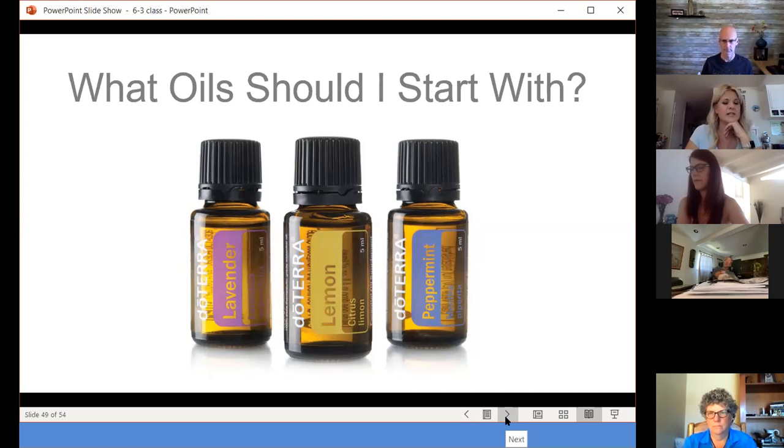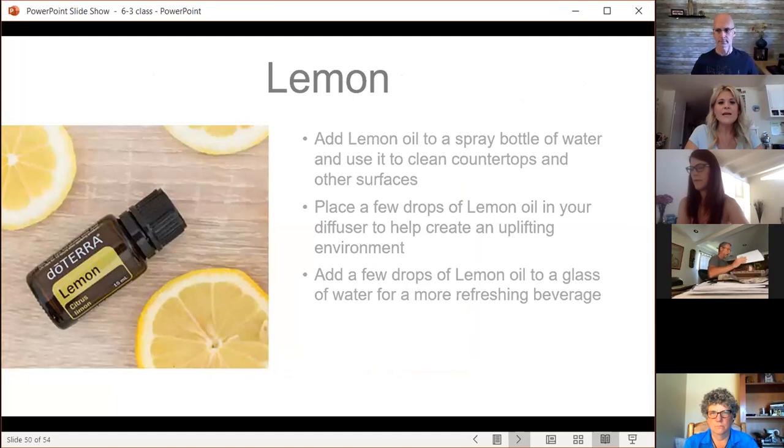It not only helps clean our surfaces, but it'll also help you clean your body. Lovely in water, it's really refreshing and uplifting at this time of day. And peppermint helps us support our respiratory system, opens up our airways, and helps soothe any tense or tight muscles. You can add lemon to a little bit of a spray bottle to help clean any types of surfaces that we have. You can place it in your diffuser.